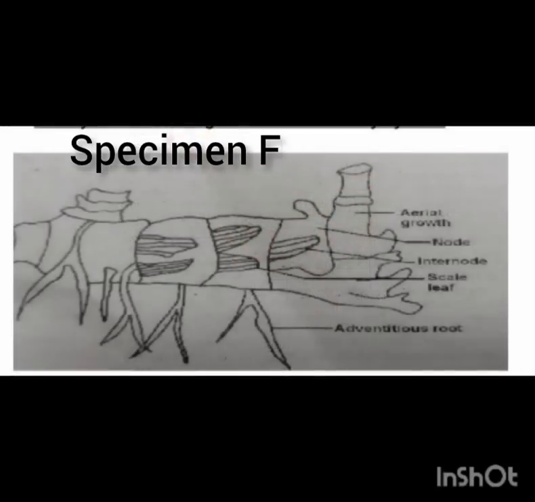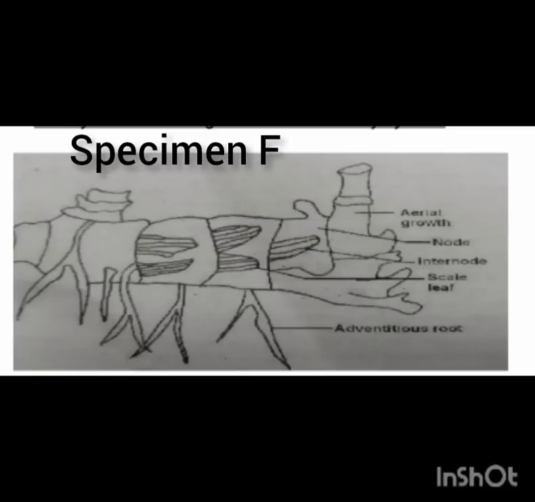The next specimen is specimen F, which is the rhizome of ginger. So let's just talk about the physical features. It is cylindrical in shape. The leaves are reduced to scale. Then it has nodes and internodes. Then the root is adventitious. Then it has terminal buds.